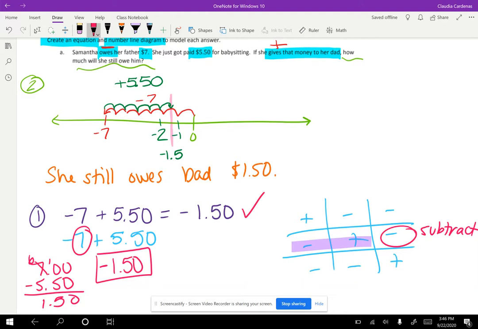This is also the answer that we saw on the number line, so we have almost triple checked that our answer is correct. So we're going to write our answer down.